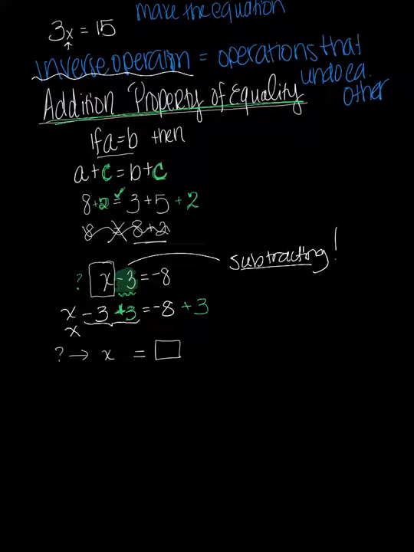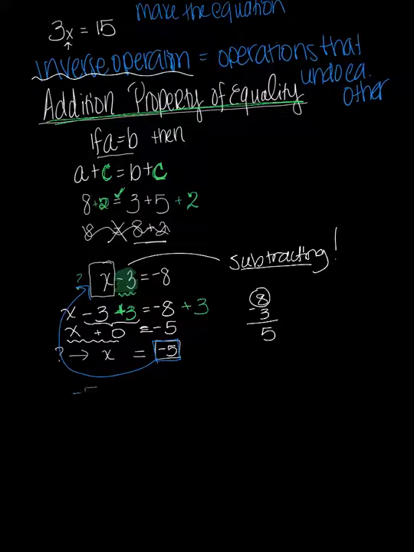X, negative 3 plus a positive 3 equals 0. And negative 8 plus 3, if I have signs that are different, I end up subtracting them and taking the sign of the bigger number, which in this case is negative. So I now know that x, since it's by itself, equals negative 5.